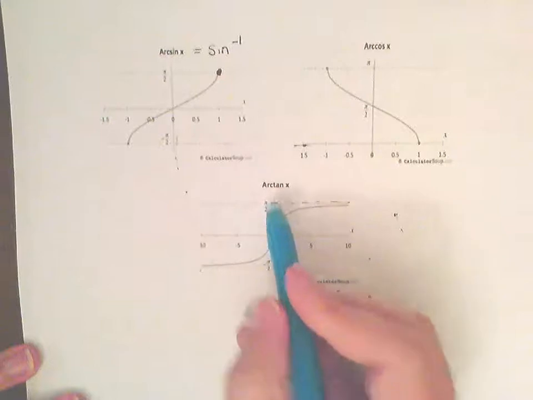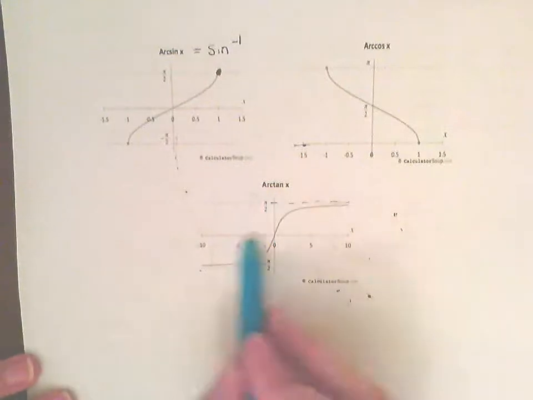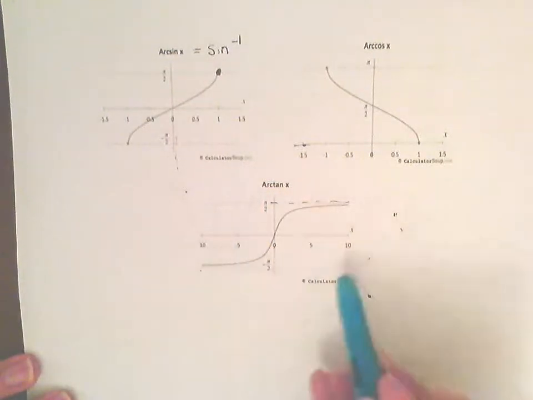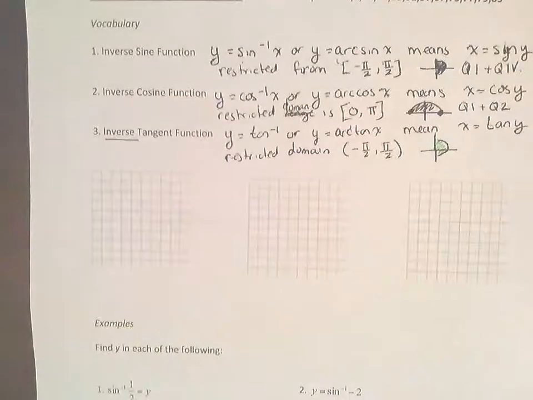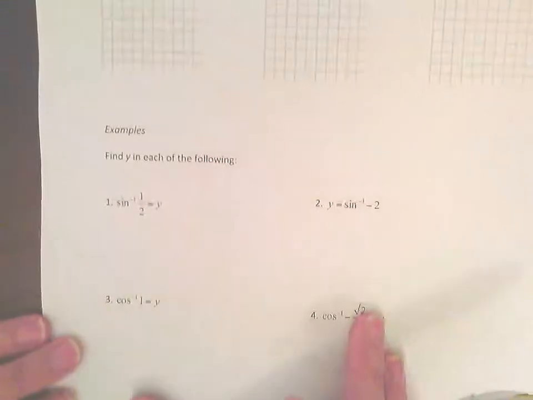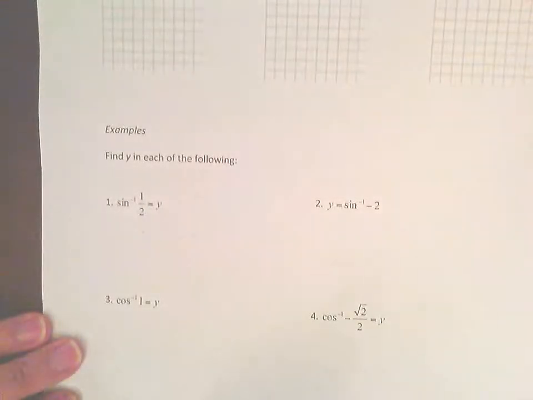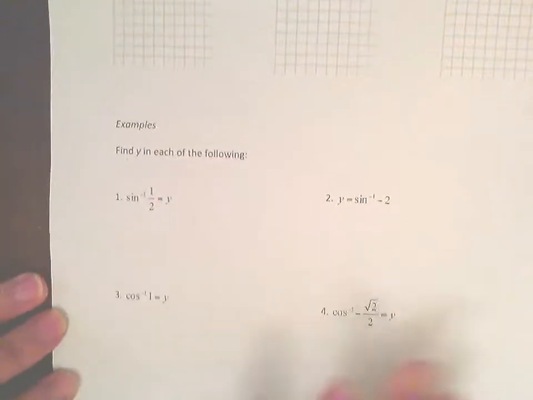You notice that the radians are basically flipped around, and then your x becomes your y becomes your x. Okay? So pause the video on this and you can draw those in. So why is this important to us? Here's why this is important to us. How do we find y in each of the following?